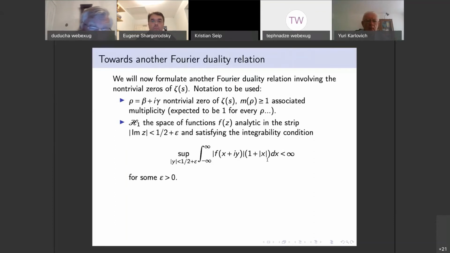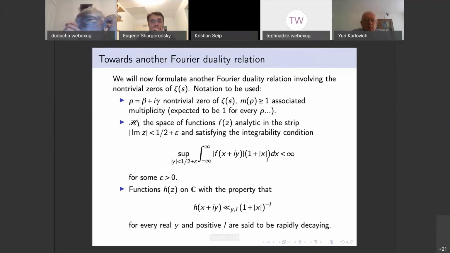Then I will look again at test functions, and I now require that the functions that we will consider are again analytic in the critical strip plus epsilon, and they decay so that this weighted integral that I wrote up is finite. And then we will also say that functions on C that decay like Schwartz functions, we will say that they are rapidly decaying. Okay, so then we have our theorem on the next slide.